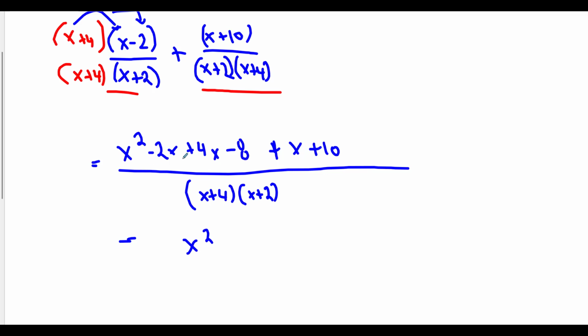That's going to be 3x plus 3x. And minus 8 plus 10, that's going to be plus 2, all over x plus 4, x plus 2.